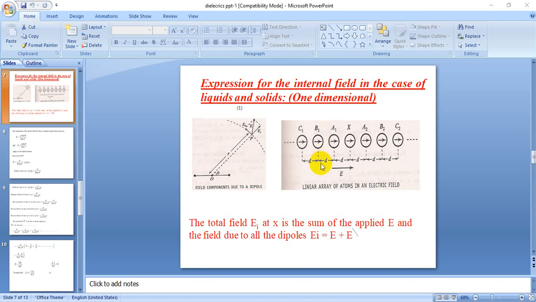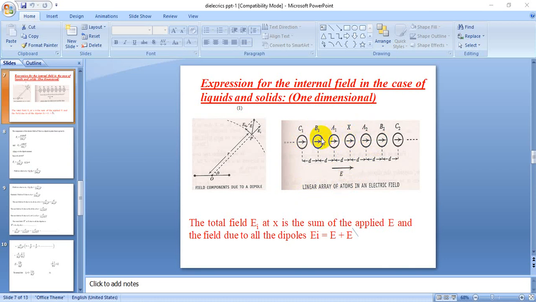In this video we are going to discuss the expression for the internal field in the case of liquids and solids. Okay. So in this we are going to consider a number of dipoles. All the dipoles are directed towards the direction of the electric field E. Here you look at this dipole X. It's kept at a distance small d from the dipole A1, and X is at the center.